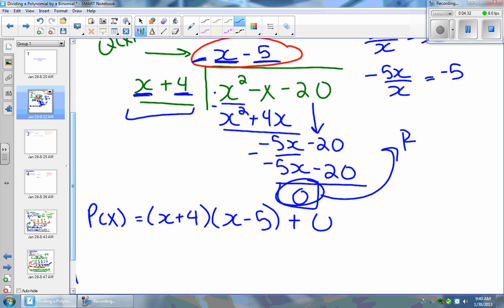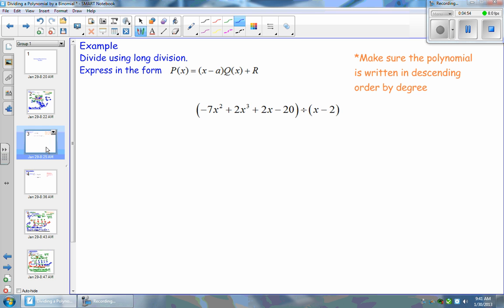So add a 0, but you don't need to do that. We could just erase that. So our division statement is as follows. x plus 4 times x plus 5, or sorry, x plus 4 times x minus 5 gives me the original polynomial. Okay, so that is a simple example. Let's go to my next one. Now this one's a little more complicated.